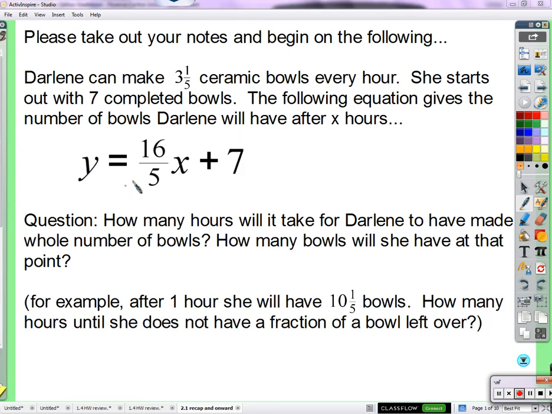How many volts she'll have after x hours. The question was, how many hours have to go by before she doesn't have a fraction of a volt left over? Daniela? 5 hours. How'd you come up with that answer?